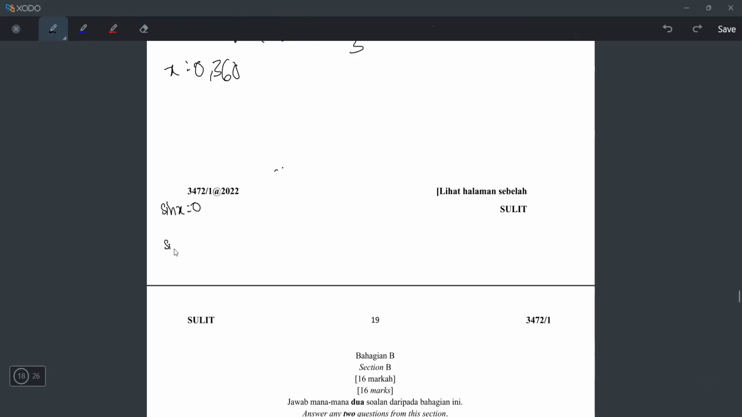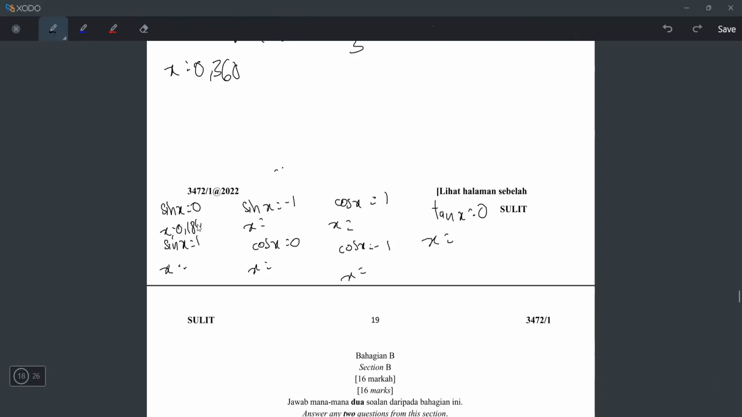Sine x equals 0, sine x equals 1, sine x equals -1, cos x equals 0, cos x equals 1, cos x equals -1, tangent x equals 0. So these are all the special cases. So if sine is 0, the answer will be 0, 180, 360. Sine x equals 1, 90. Sine -1, 270. Cos equals 0, 90 and 270. Cos equals 1, 0 and 360. Cos -1, 180. Tangent 0, 0, 180, 360. You have to hafal. You can't get all these values from your calculator. Only some you can get. That's why you have to hafal.